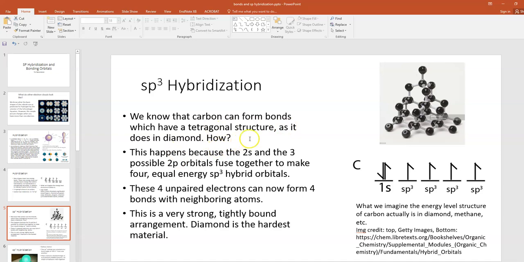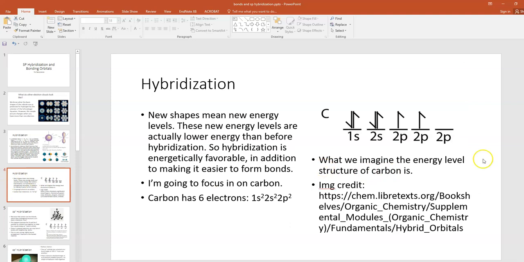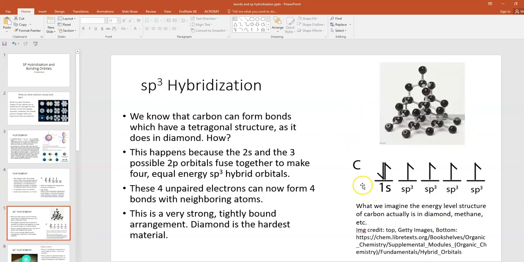Well, that happens because the 2s and the 3 possible 2p orbitals fuse together and make new sp3 hybrid orbitals, and they make 4 of them. So we envisioned the energy level structure of carbon as being like this, with 2 in the 1s, 2 in the 2s, and 2 in the 2p. But here's what it really looks like.